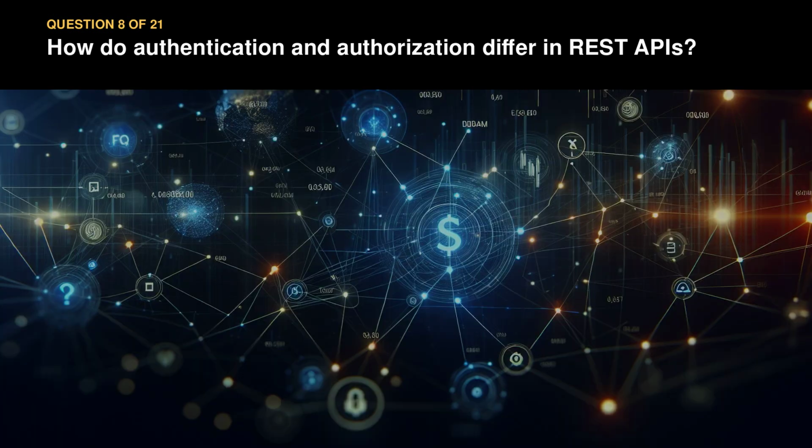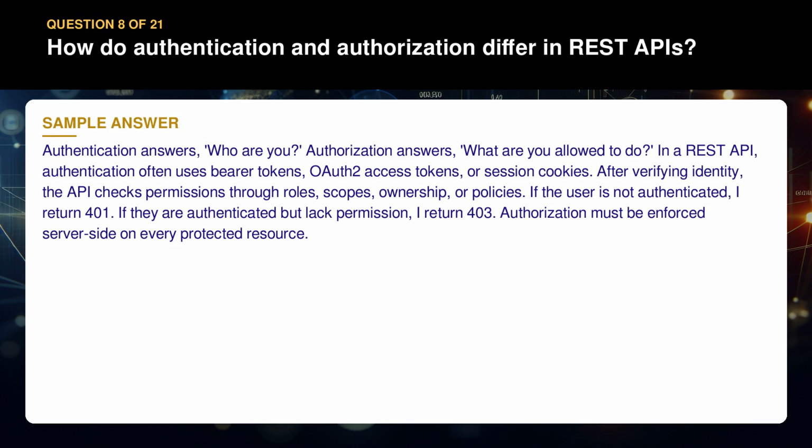Question 8. How do authentication and authorization differ in REST APIs? Authentication answers, who are you? Authorization answers, what are you allowed to do? In a REST API, authentication often uses bearer tokens, OAuth 2 access tokens, or session cookies. After verifying identity, the API checks permissions through roles, scopes, ownership, or policies.